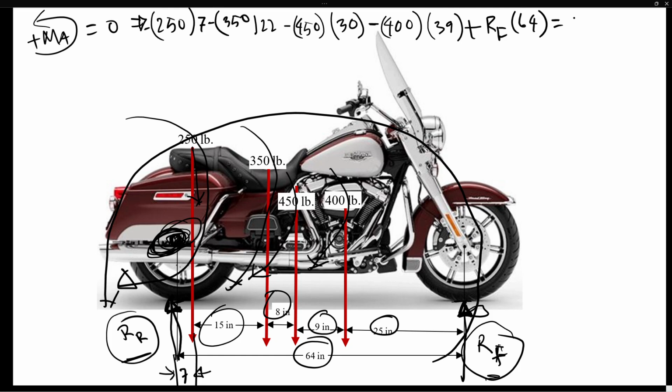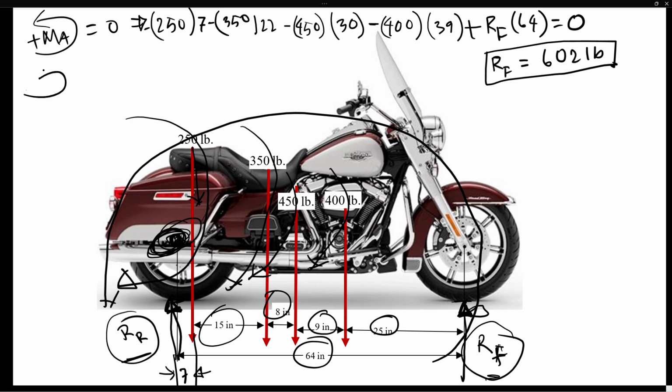And if you sum everything to zero, all moments sum to zero, you can find the front wheel reaction force that I calculated, 602 pounds. That is what I got for the front wheel reaction by taking moment at the other wheel. It's kind of counterintuitive to think.